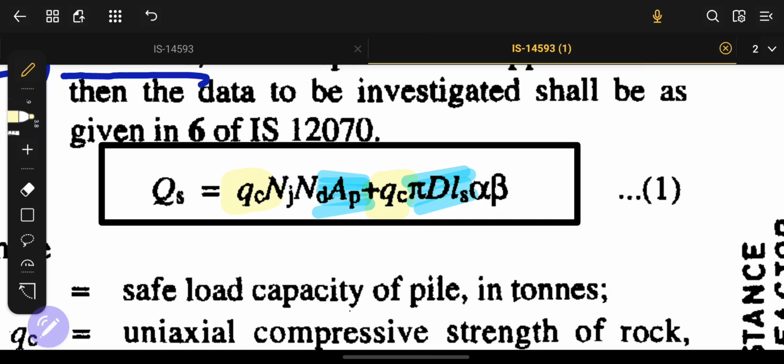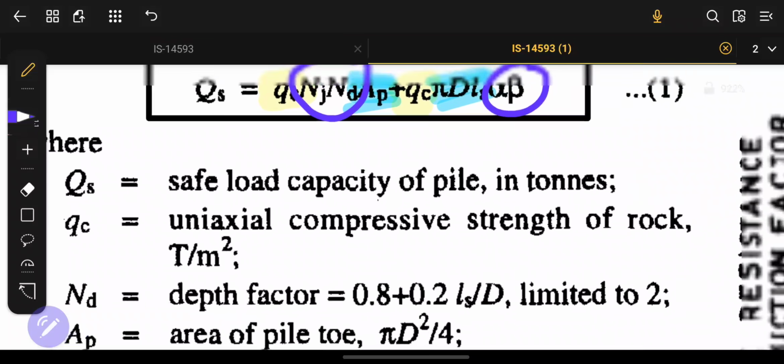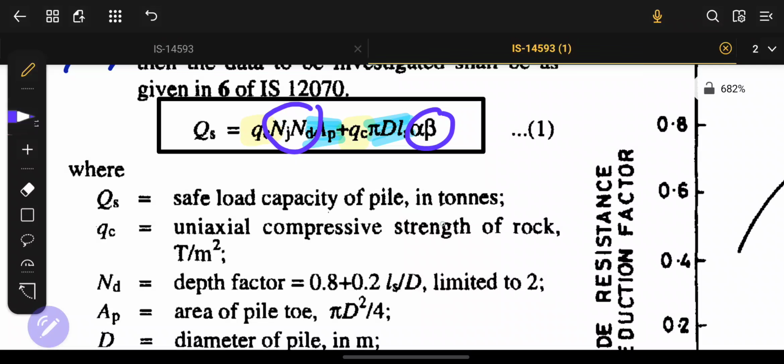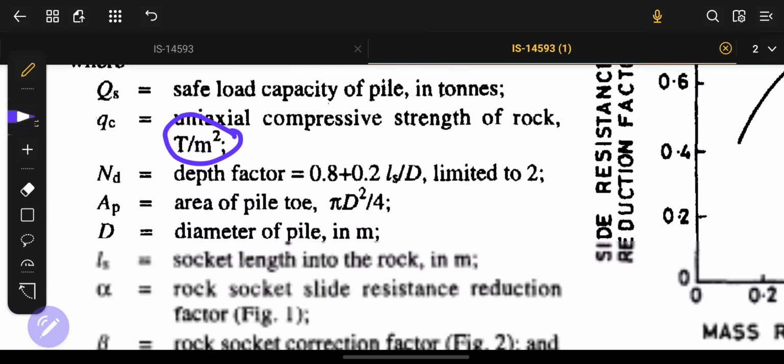The remaining terms are NJ, ND, and here alpha and beta. So two additional terms are getting multiplied. In the base capacity calculation, we are multiplying by NJ and ND. In the skin friction capacity, we are multiplying by alpha and beta. QS is the safe load carrying capacity of the pile in tons, and this QC is in ton per meter square. So units are the same. If it is kilonewton, that is also kilonewton.